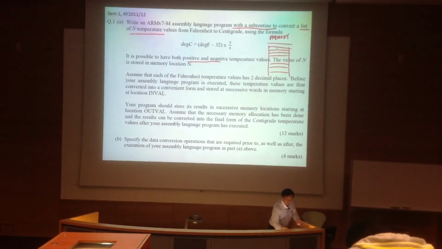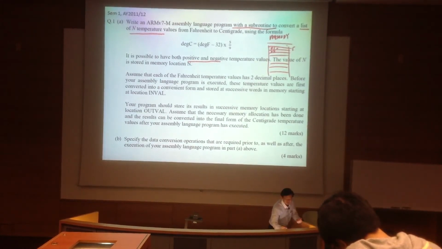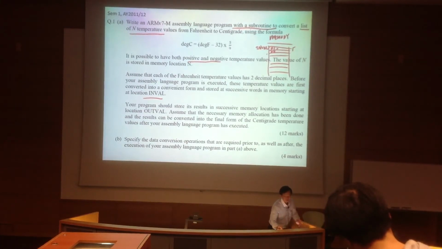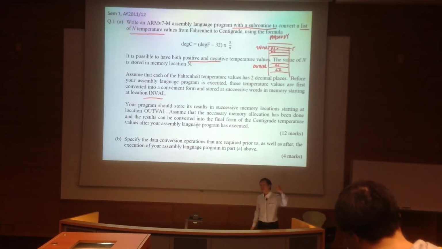You are going to take a number here. This one is the Fahrenheit value. Let's say first value F1, second value F2. You're going to take the first value, and the list has a label. This one is in-val or input value. You're going to take it, call a subroutine and convert it to centigrade. You're going to put it in a new list called out-val. So this is C1. F1 becomes C1. F2 becomes C2. First Fahrenheit value becomes first centigrade value. Second Fahrenheit value becomes second centigrade value.